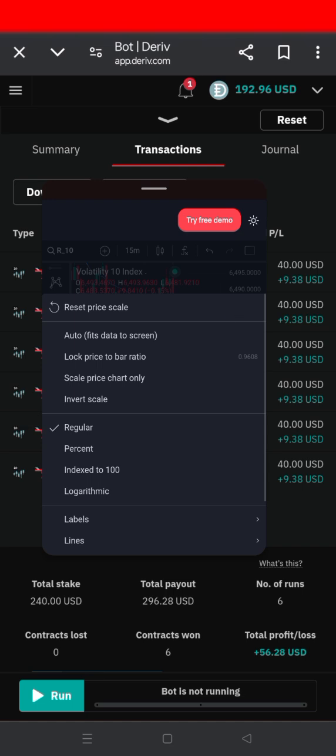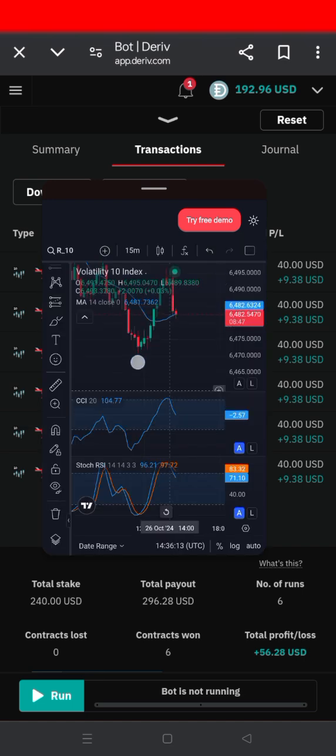The opposite is just looking for the CCI pointing upwards, the stochastic pointing upwards, and the moving average showing the candlestick moving in the upward direction.